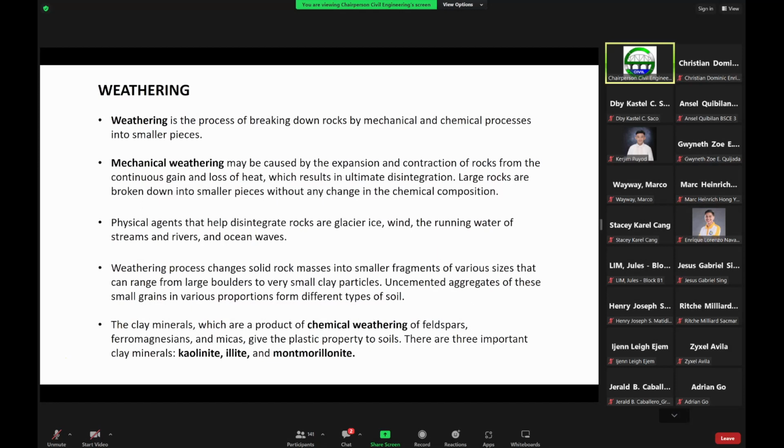Actually, there's a lot of problematic soils. Expansive clays is just one. There's also what you call collapsible soils. There's also what we call liquefiable soils. So it depends on the type of material and how they are being placed below the ground.